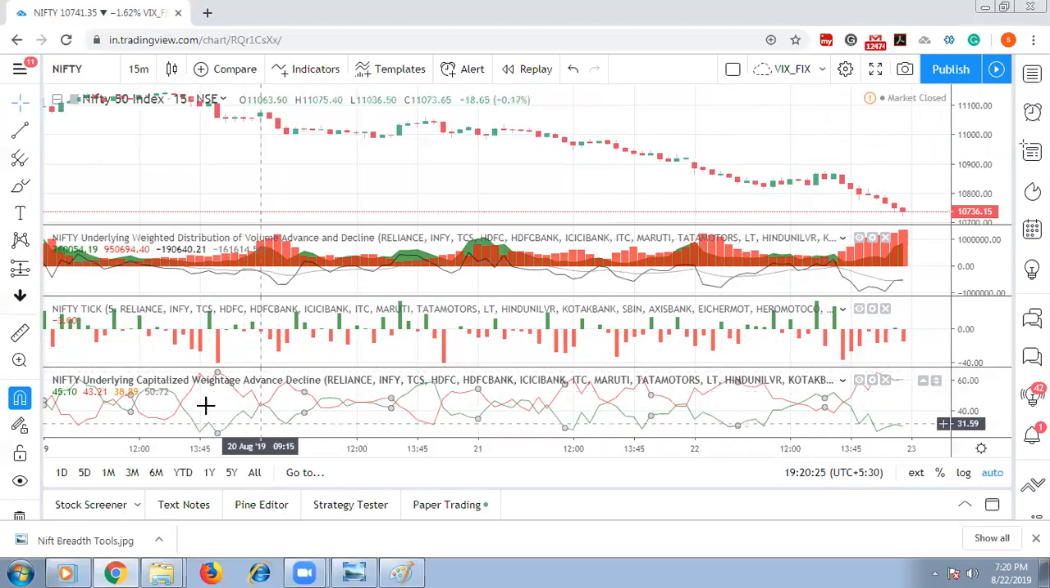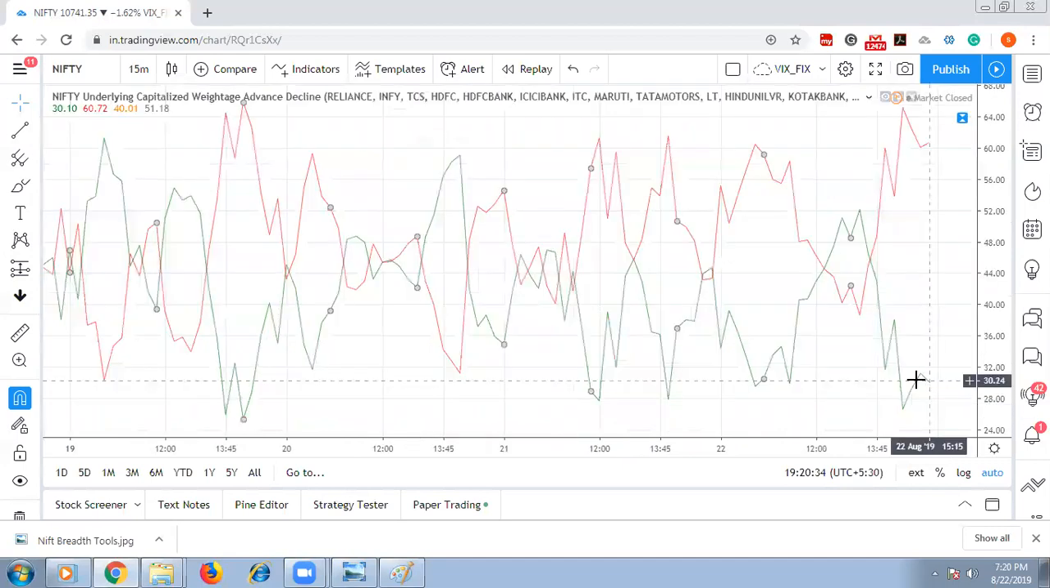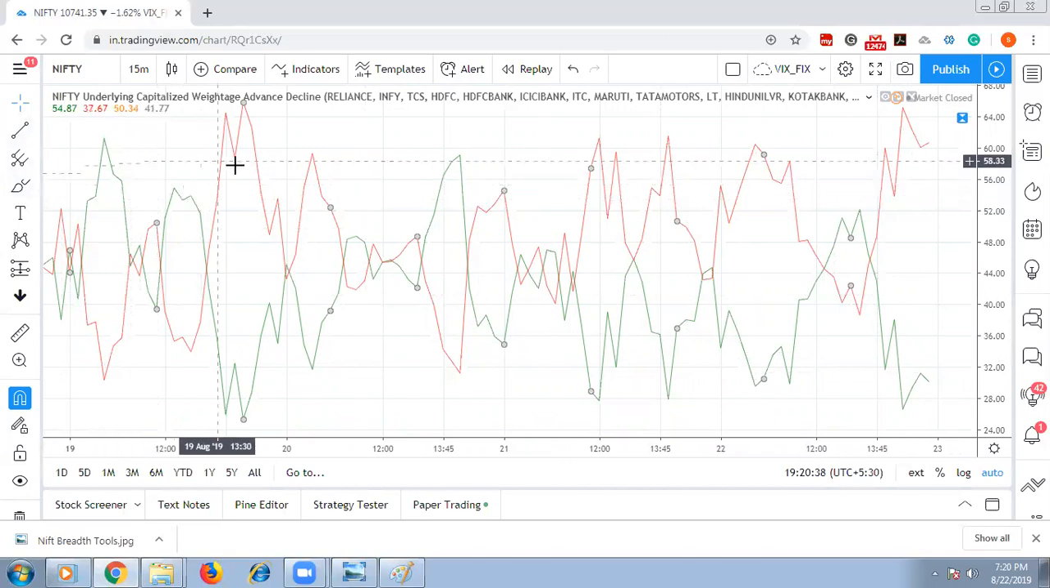Now I am going to explain the last but not the least, the capitalized advance decline tool. This is also a very important tool, equally important along with the other two. What this talks about, as I have mentioned, is all the stocks, since Nifty is a capitalization weighted index.